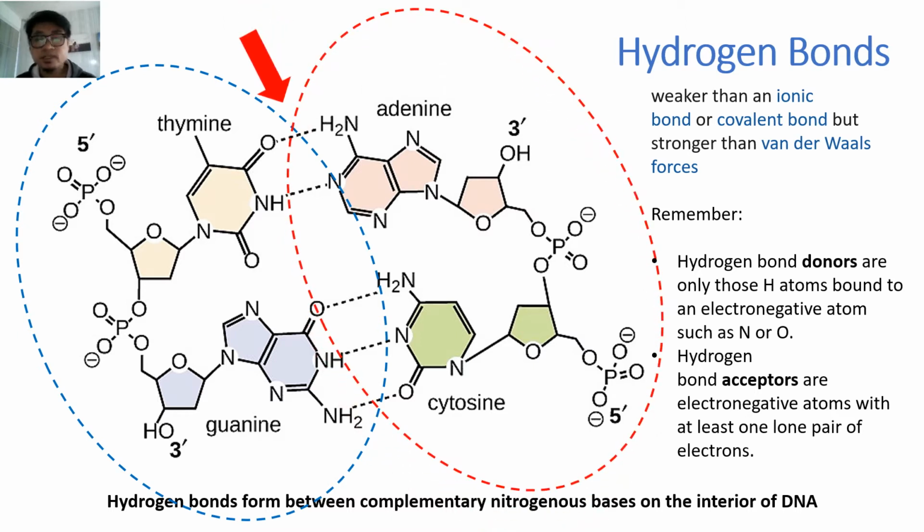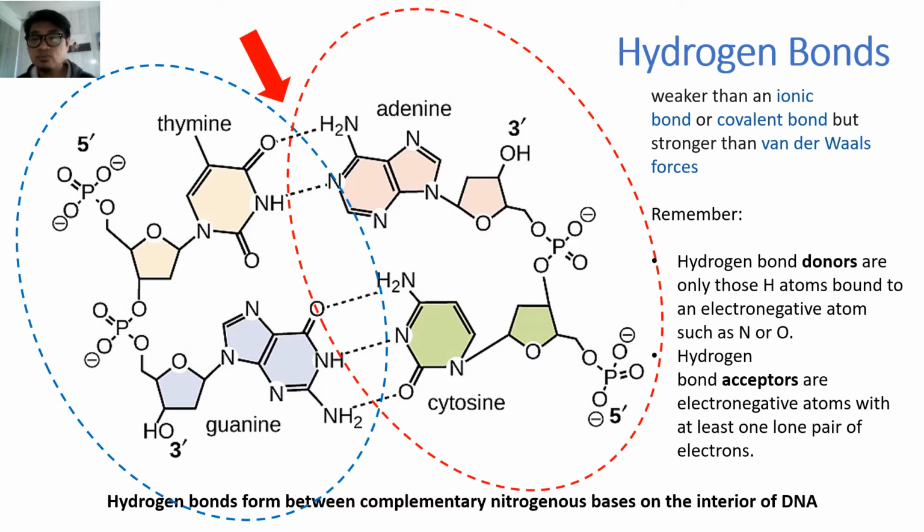From here you can see that hydrogen bonds develop when the H from the adenine binds to the O atom. You must know that hydrogen bonds are weaker than ionic or covalent bonds, but stronger than van der Waals forces.